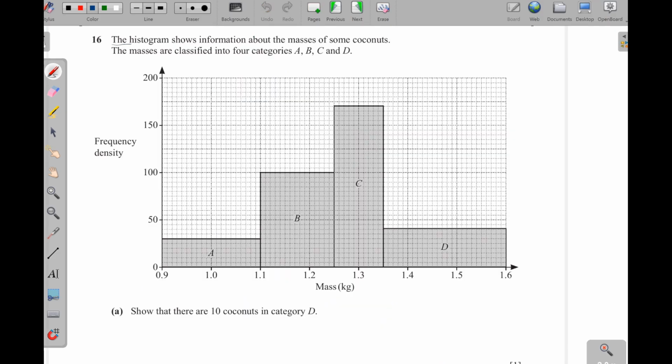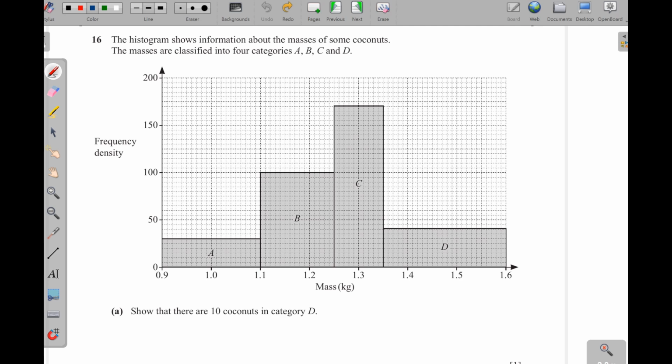Question 16. The histogram shows information about the masses of some coconuts. The masses are classified into 4 categories, A, B, C, and D. Part A: show that there are 10 coconuts in category D. Now here we are seeing frequency density.